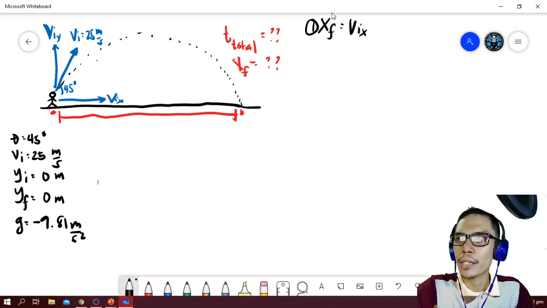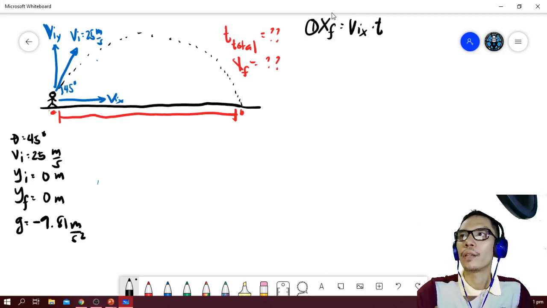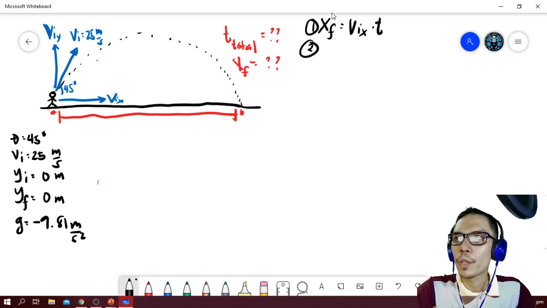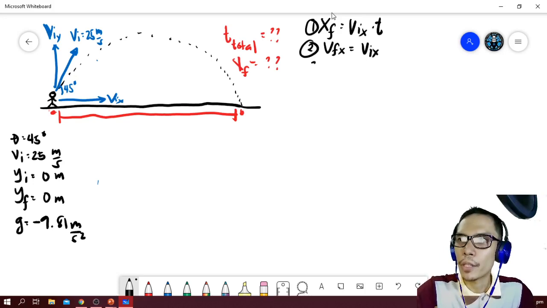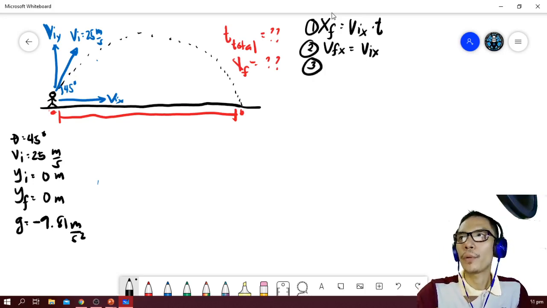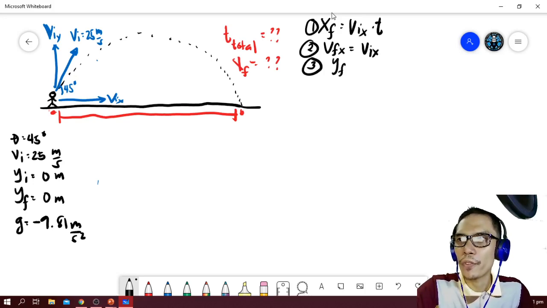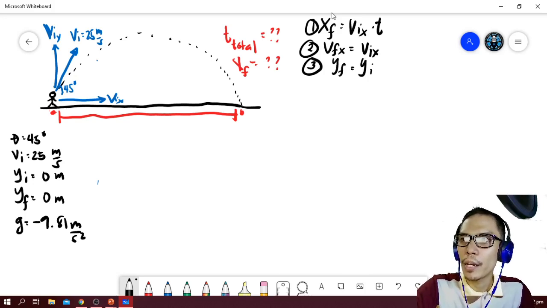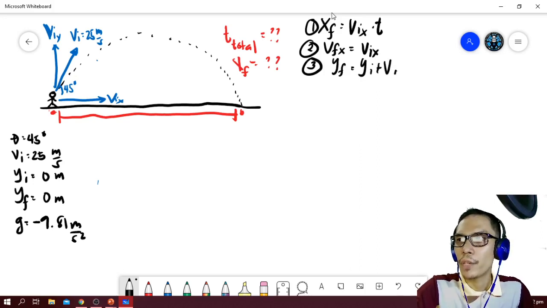So we have x sub f is equal to v sub i x times time. Next, number 2, we have v sub f x is equal to v sub i x. Then number 3, we have y sub f is equal to y sub i plus v sub i y t minus 1/2 g t squared.